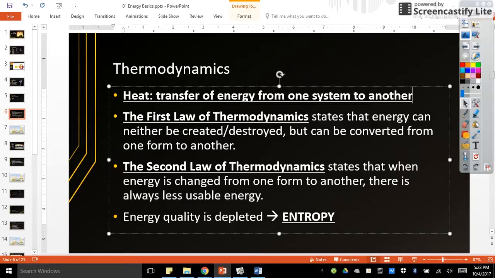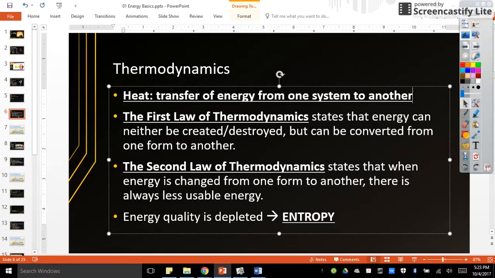And if a system does work, remember that work is force times distance, heat will be the result. That energy is going to follow two major laws, the first and second laws of thermodynamics.